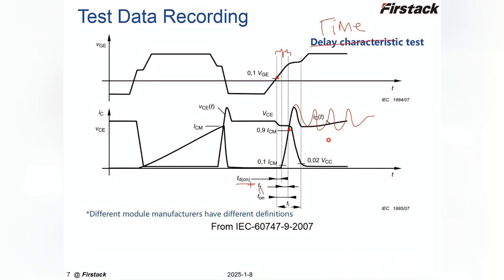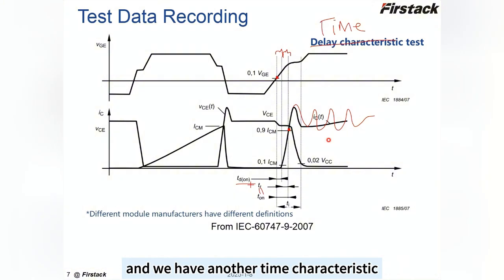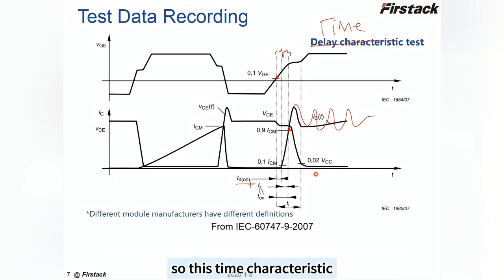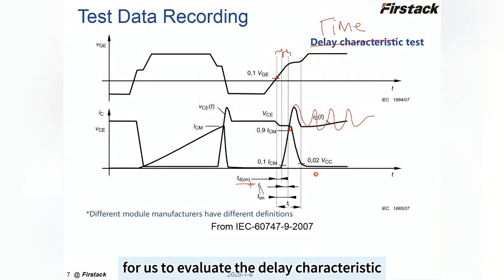And we have another time characteristic TI, which is from 10% of the gate voltage to 2% of VCC. For this time characteristic, you just need to know how it is defined. It is not so important for us to evaluate the delay characteristic.